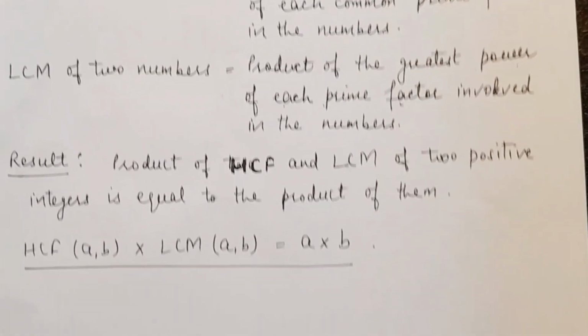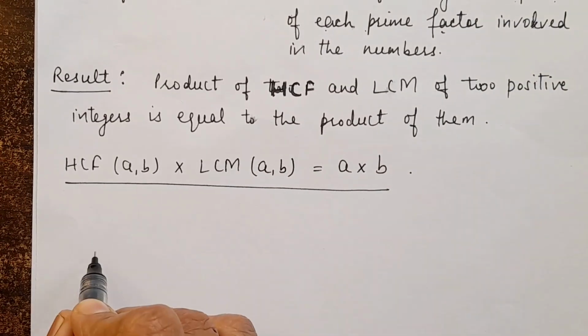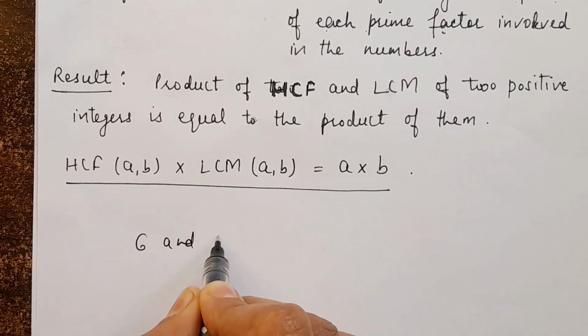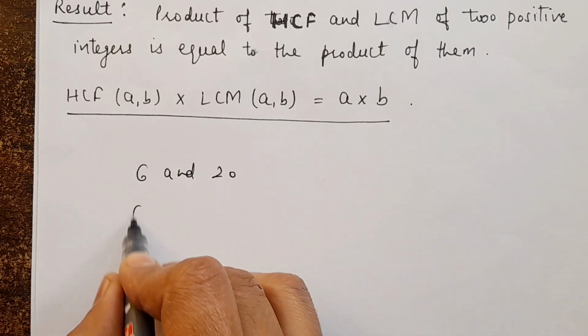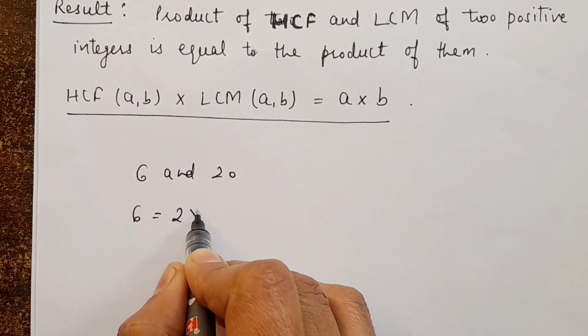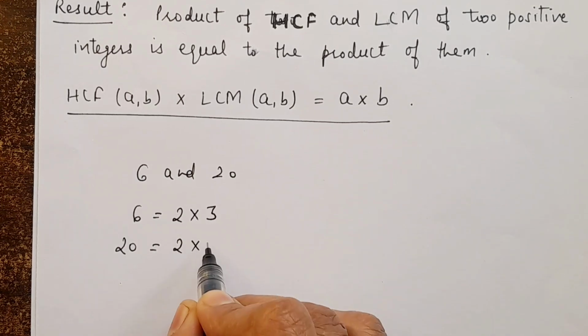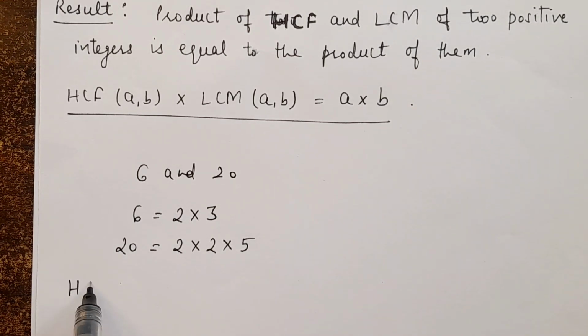So let's take the HCF and LCM of two numbers. Suppose we have to find the HCF and LCM of two numbers 6 and 20. So let's do the prime factorization of these two numbers first. Prime factorization of 6 is 2 into 3, and prime factorization of 20 is 2 into 2 into 5. These are the prime factorizations of these two numbers. Now to find the HCF of these numbers, what we have to do?